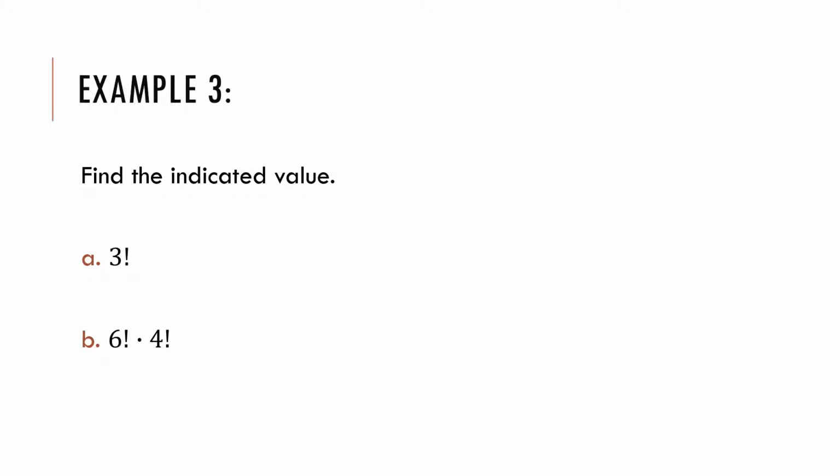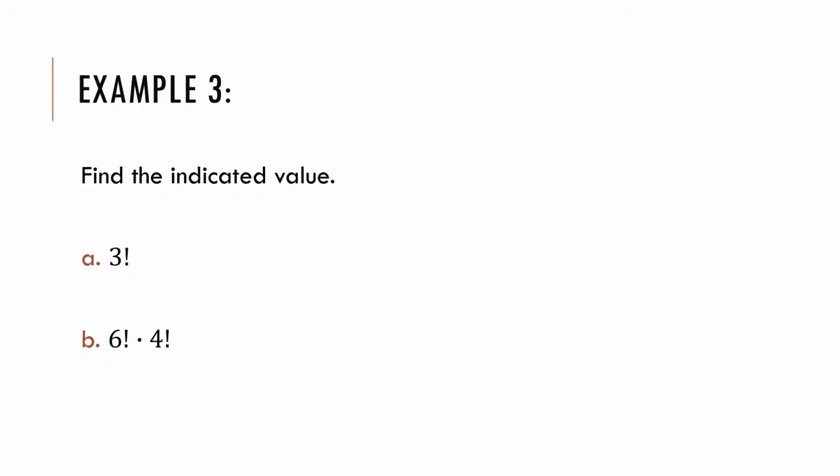Here we go. Finally, we get to some examples. All right, so find the indicated value. We have part A is 3 factorial, and then part B is 6 factorial times 4 factorial. Some of you may have these exact same problems on your homework. So if you want to pause the video and then open up your homework, you could check and see what your problems look like. Now you can totally do these by hand. You don't have to use that factorial button, but it's probably just going to save you some time if you use the factorial button on your calculator.